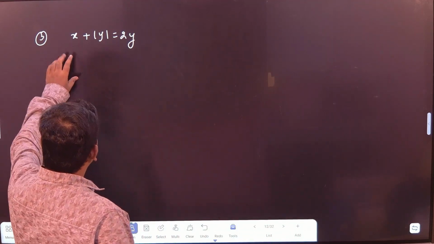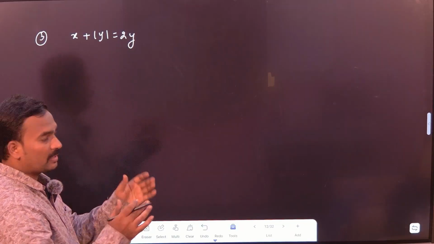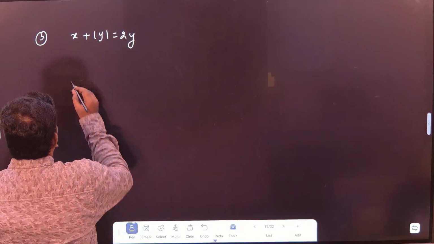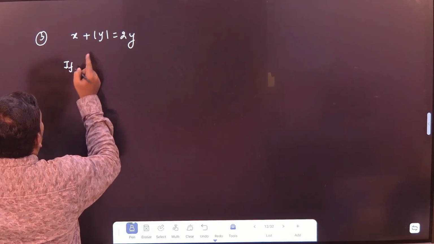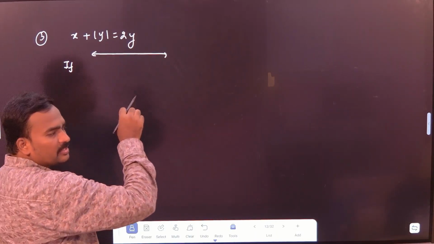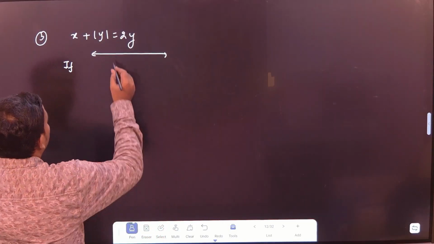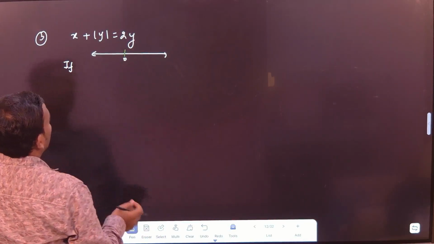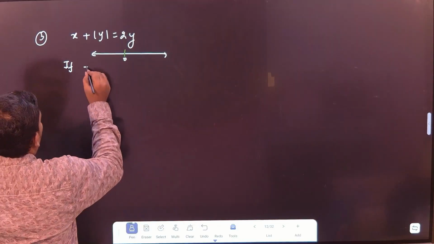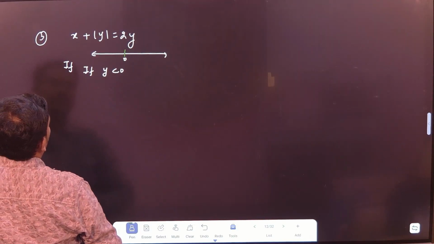Okay, next graph: x plus mod y is equal to 2y. How to draw the graph of this? You can see, the breaking point here is what? Whatever the modulus inside is there, you can equate to 0. That is the mod x definition, no? So equate to 0, y is equal to 0. It's a breaking point. Suppose y is less than 0, you can take. Okay.